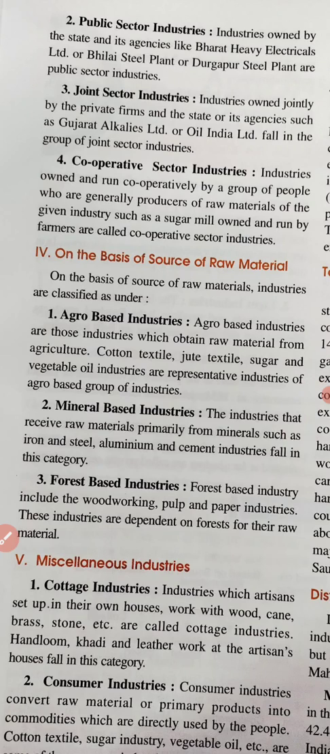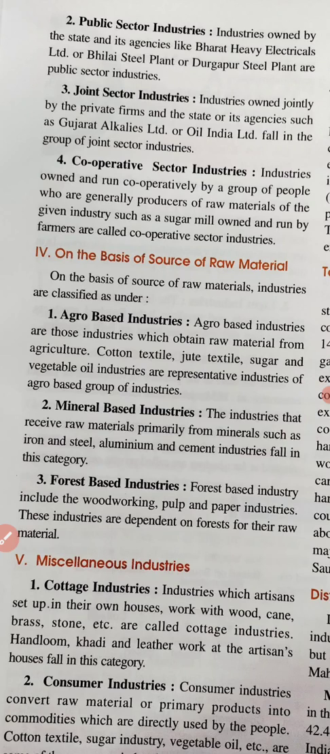Now on the basis of source of raw material, okay, on the basis of source of raw material, industries can be divided into agro based, mineral based and forest based. Okay, this is the classification of where they obtain their raw material. If they obtain the raw material from agriculture, any kind of raw material that is obtained from agriculture like cotton, okay, like jute, like sugar cane.